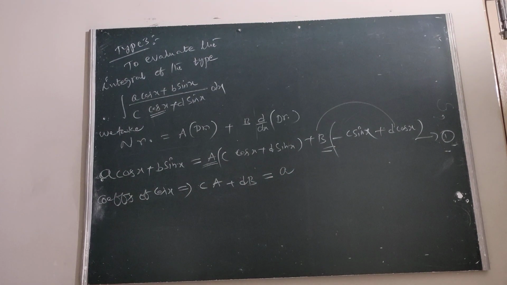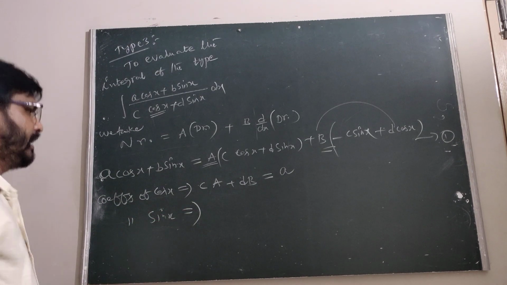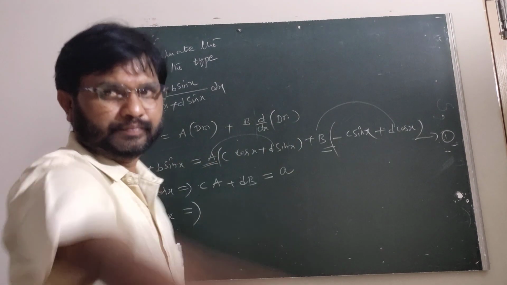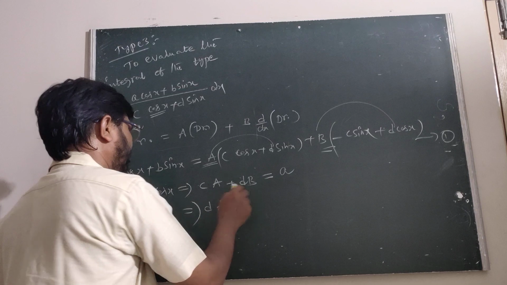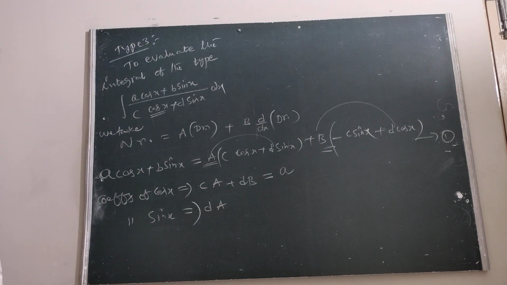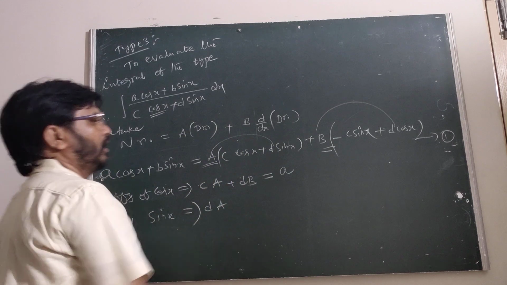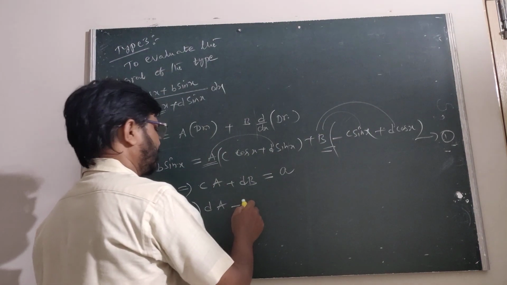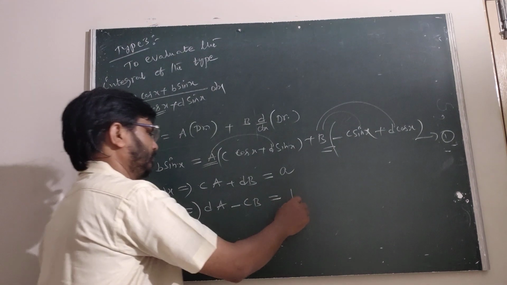Now equating the coefficients of sin x. The sin x coefficient here is A into D, that is DA. Understand? Here the coefficient of sin x is A into D, DA. Now the coefficient of sin x is minus CB, equals B.